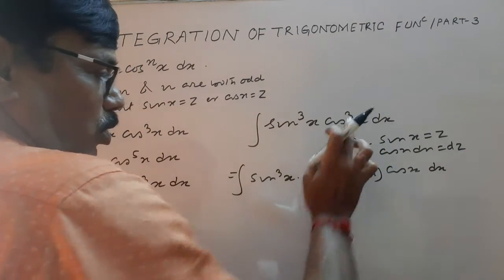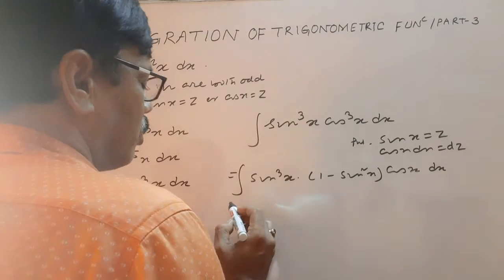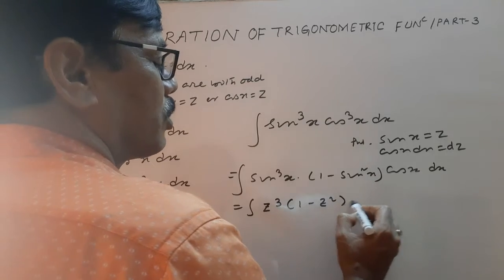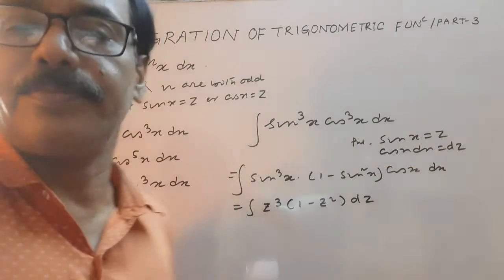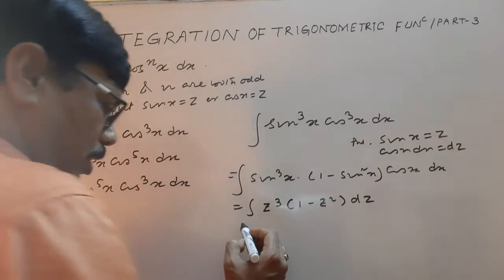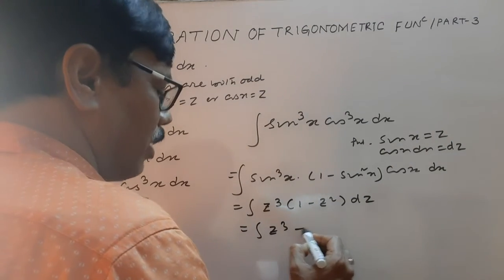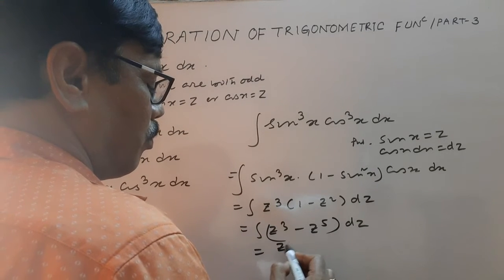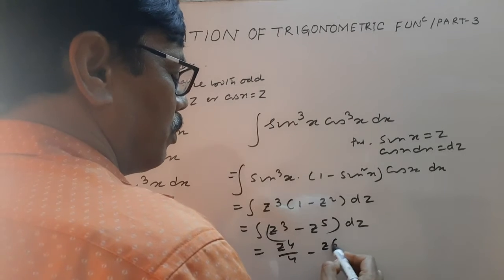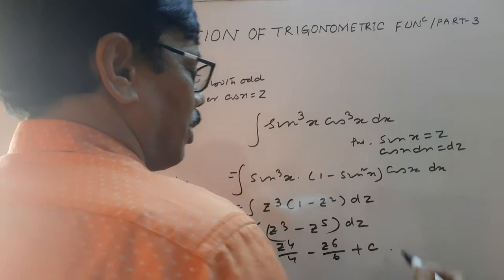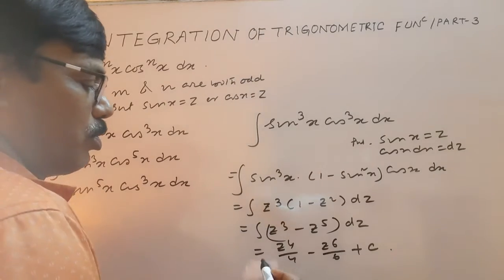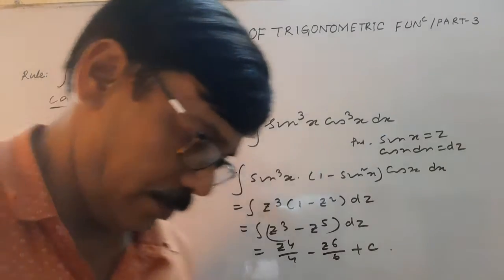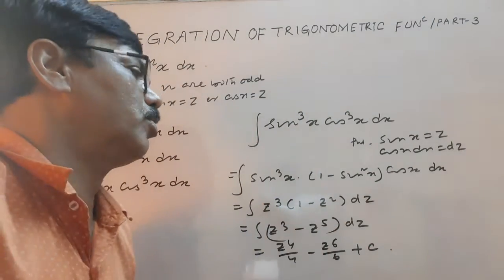So cos x into cos square x, so 1 minus sin square x. So in terms of z, z cube into 1 minus z square dz. Now this is z cube minus z to the power 5 dz. So z to the power 4 by 4 minus z to the power 6 by 6 plus c, where z equals sin x. So if both are odd, no confusion.